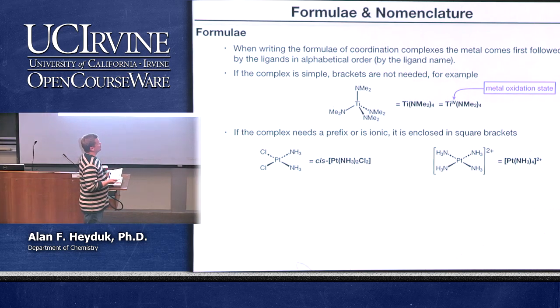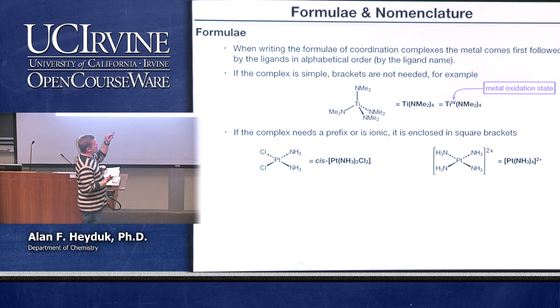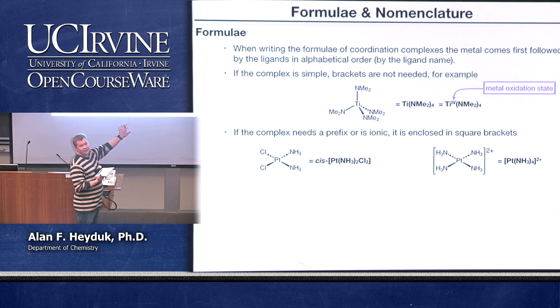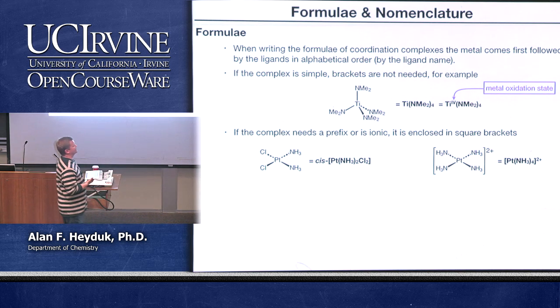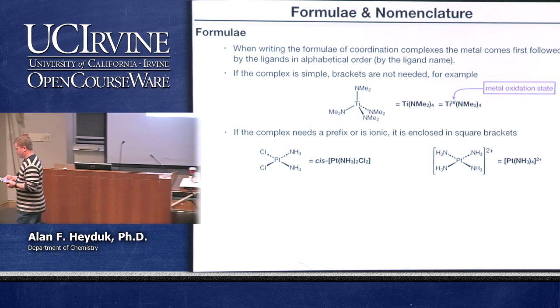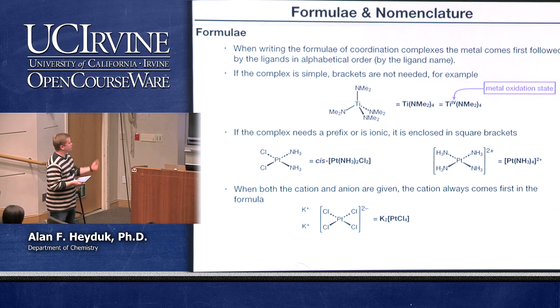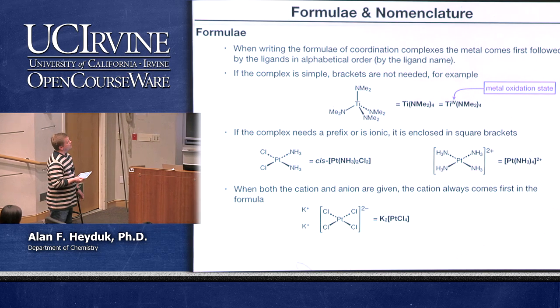The platinum with 4 ammonias would go in square brackets with either the 2+ if you're just talking about the cation, or you could have the counter anions listed after it also in square brackets to denote the total formulation of the salt. So here's an example.